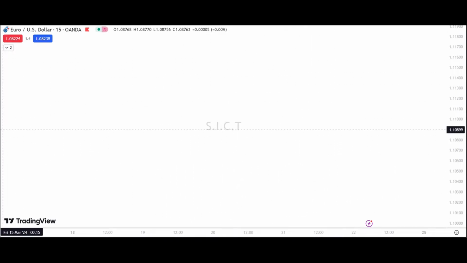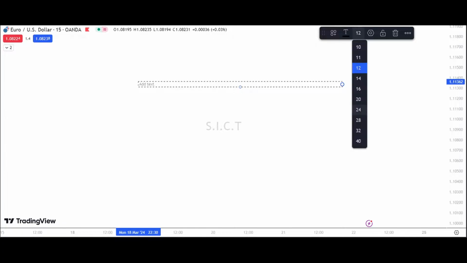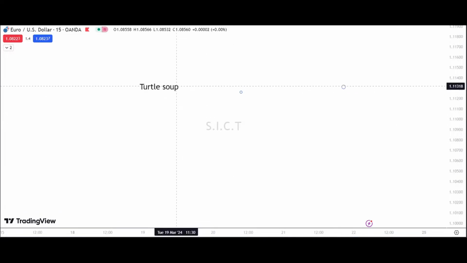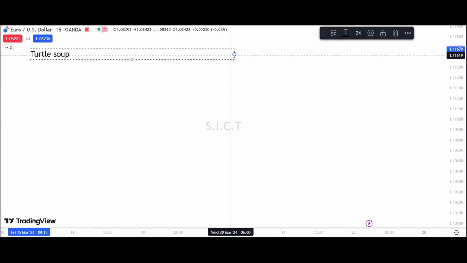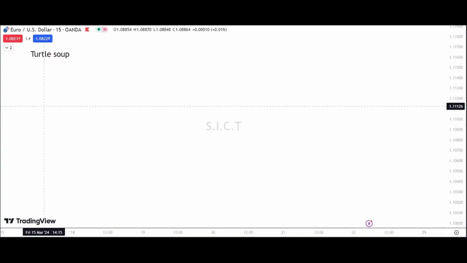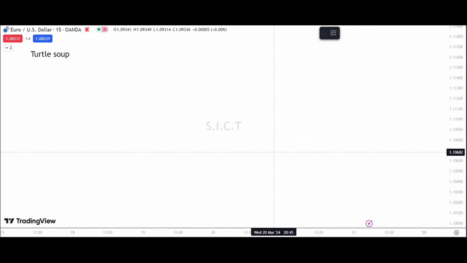Without any further ado, what is the turtle soup setup? What is turtle soup according to ICT, all right? This is what ICT has described. I use this, and almost all the good people use this. I don't want to trade every single day. I don't want to take all the stupid setups. I just want to take the best setups.